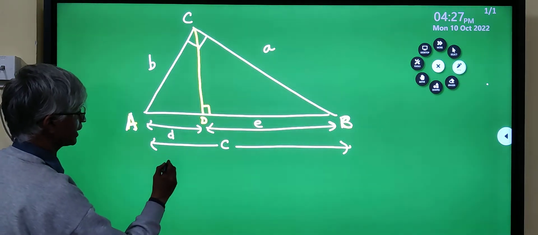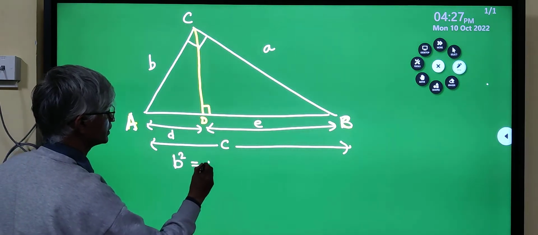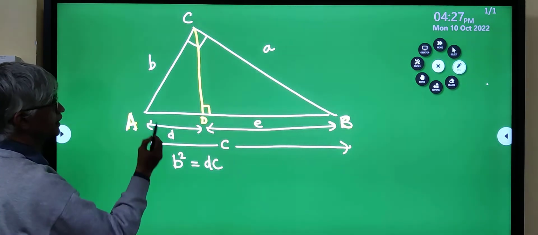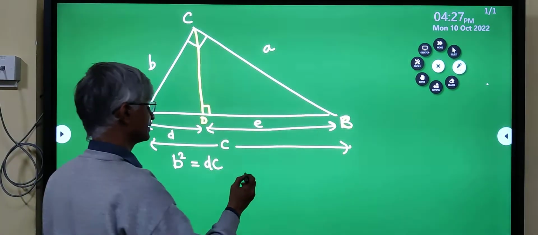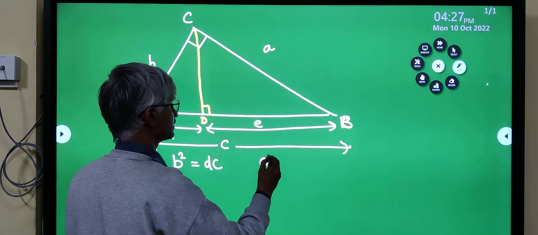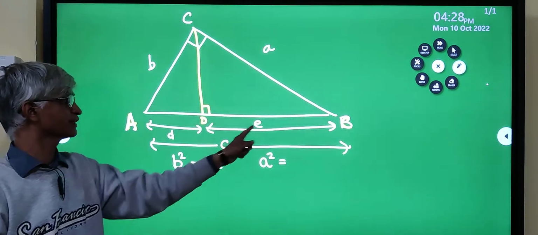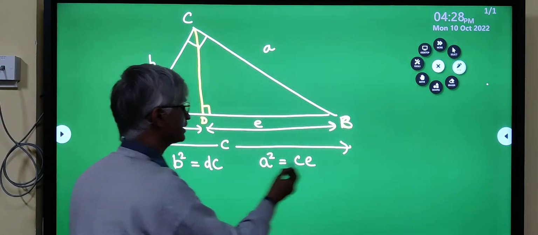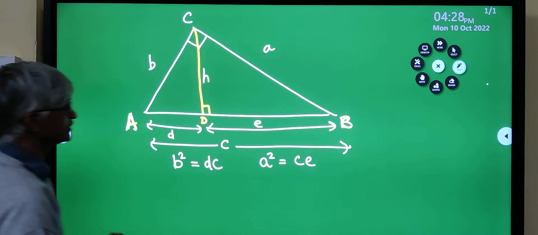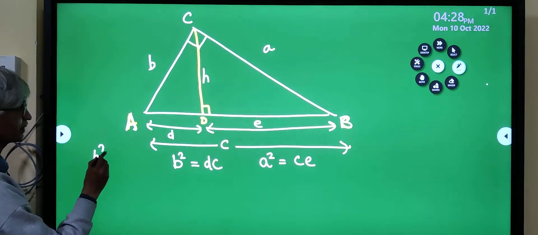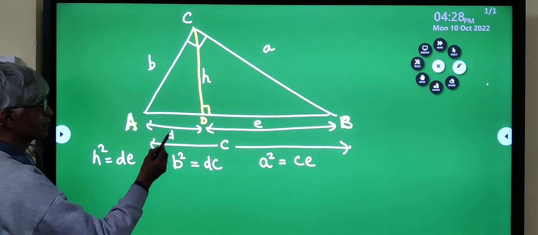So the first formula that I'm going to write here is that b square will be equal to d multiplied by c. Now by symmetry you can instantly guess this next formula, which is a square will be equal to CE. Now one more nice formula: if h is the height, then h square will be equal to DE. H square is equal to DE.